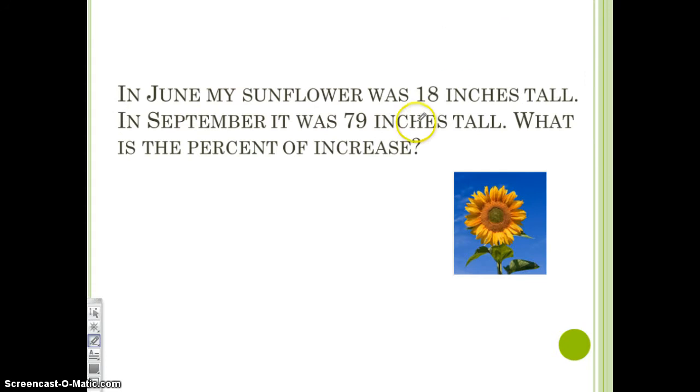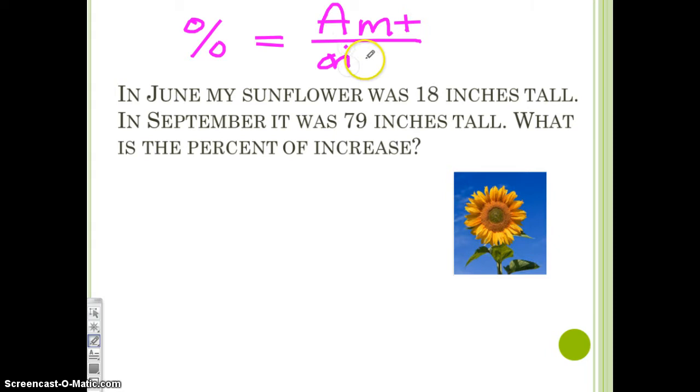Okay, it's your favorite, percent of change. Remember, percent of change is equal to the amount of change over the original amount. Your lesson materials have 3 or 4 different formulas or equations. They're all variations on this same theme, so look for those consistencies. Know that in essence they are all percent of change is equal to the amount of change over the original amount. So in June my sunflower was 18 inches tall.